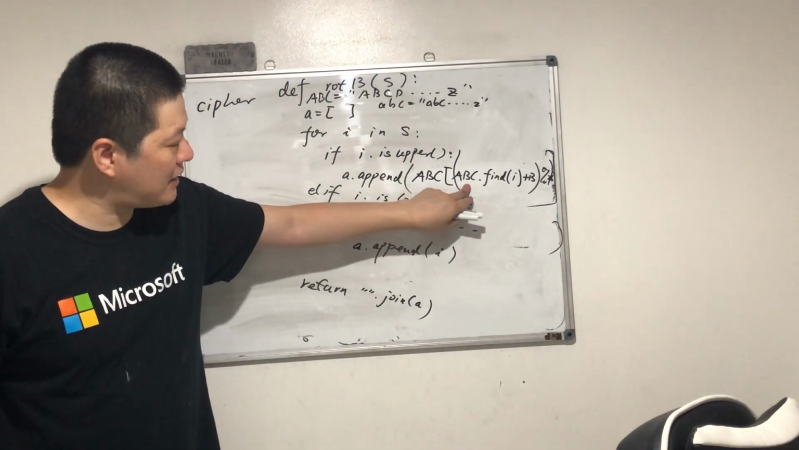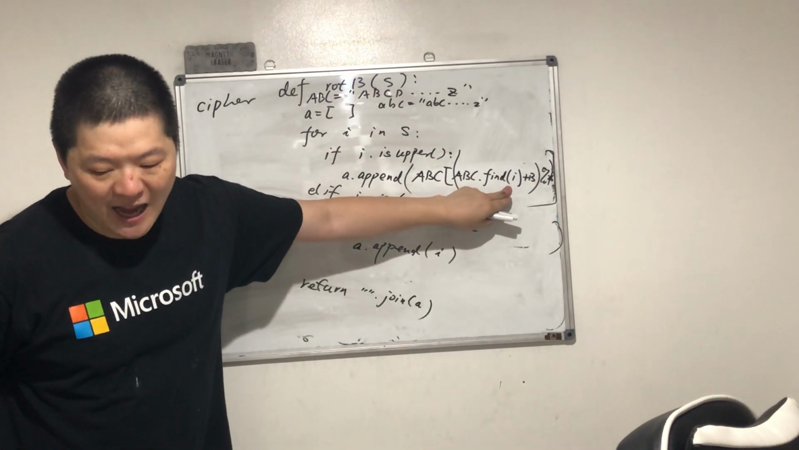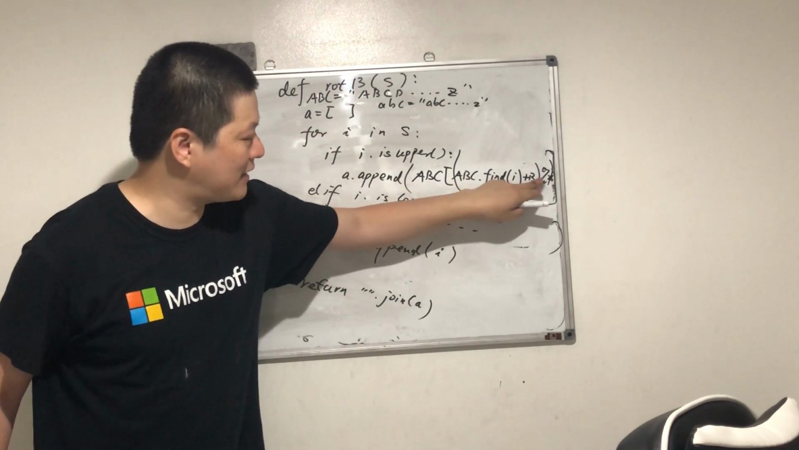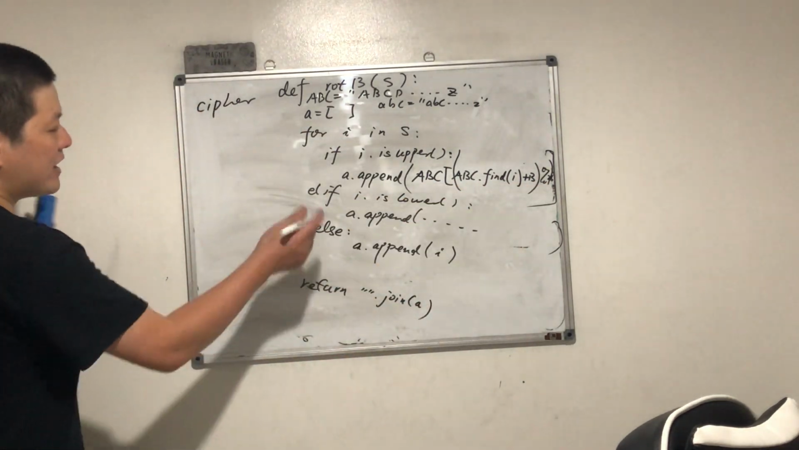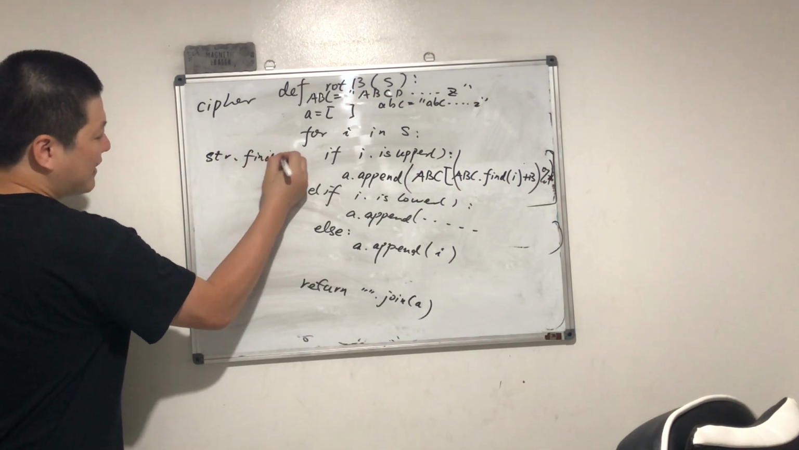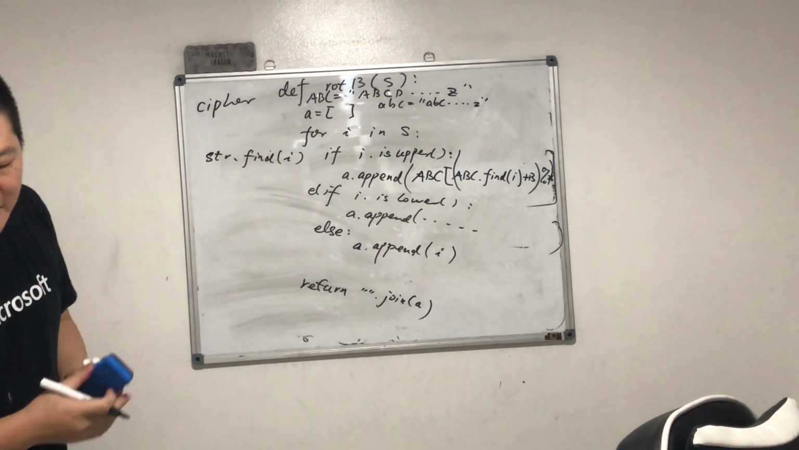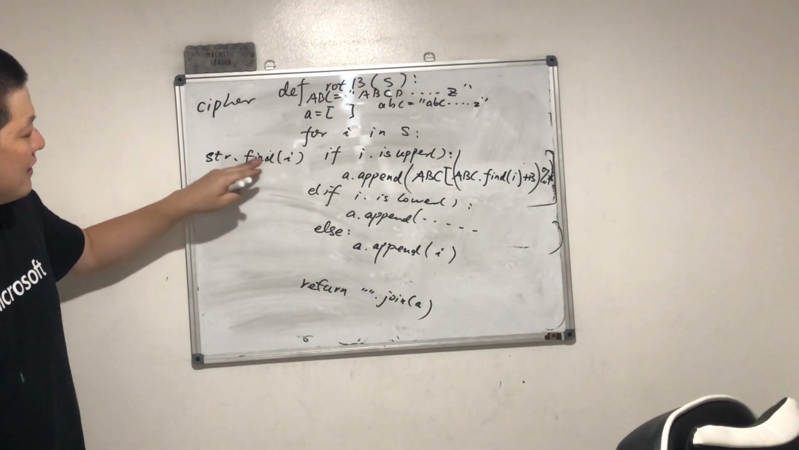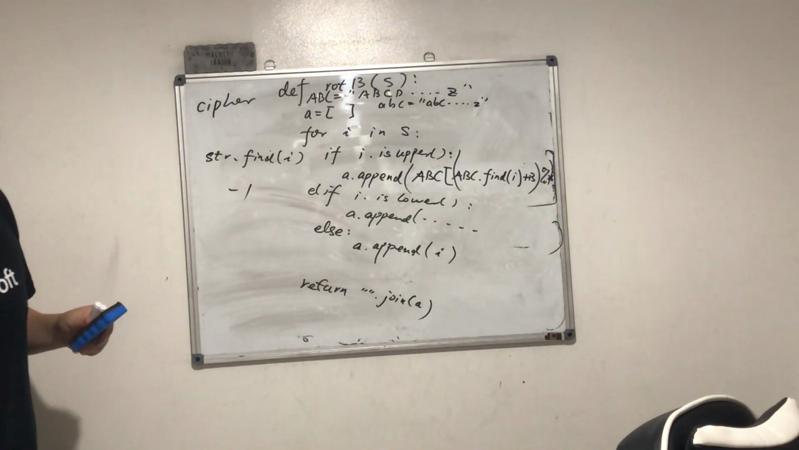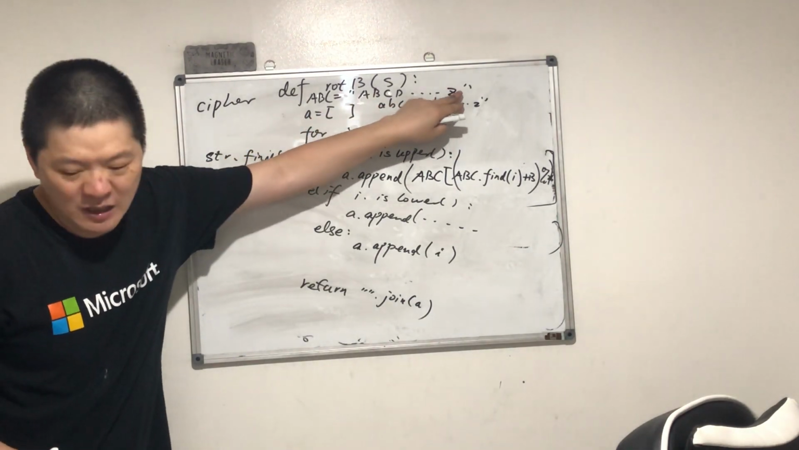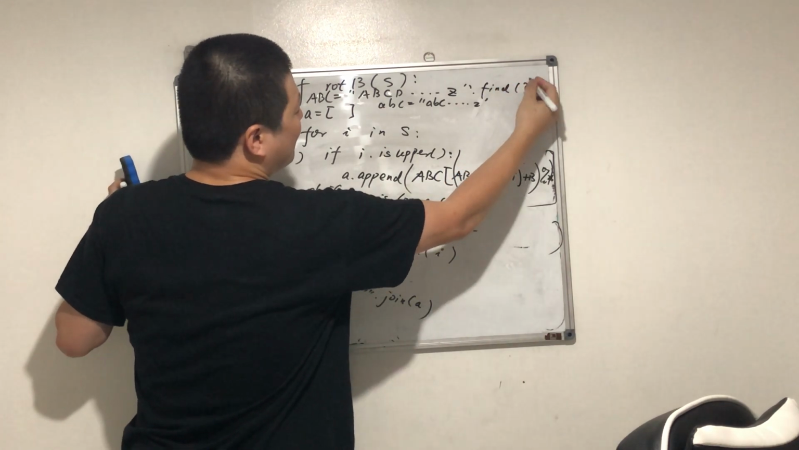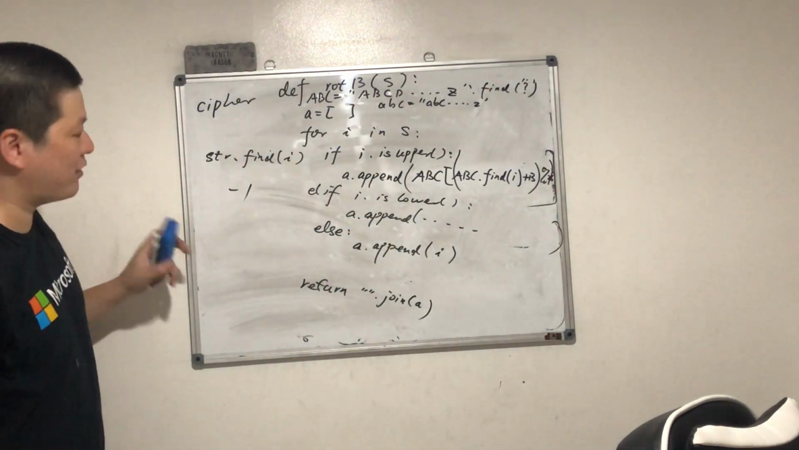Look, ABC, the string, we want to find this i character. If it's A, you return 0, the index, and plus 13 modulus 26 is the same. So string dot find returns the first index where this character appears in the string. If it doesn't find it, it returns -1. If you look for a question mark, it doesn't appear in this string, so it returns -1.